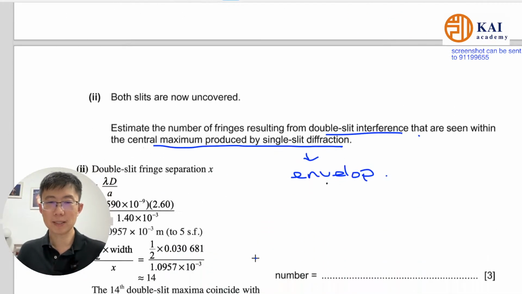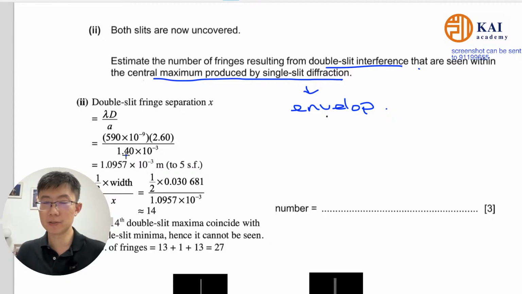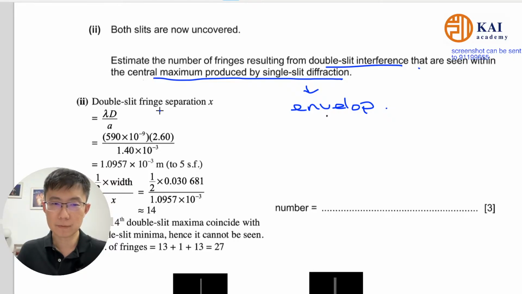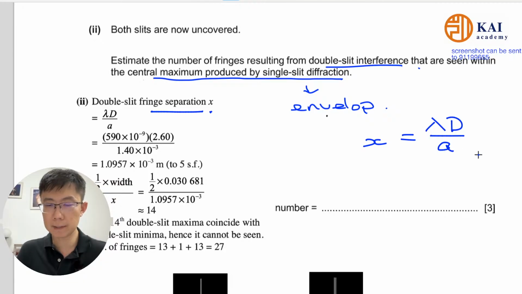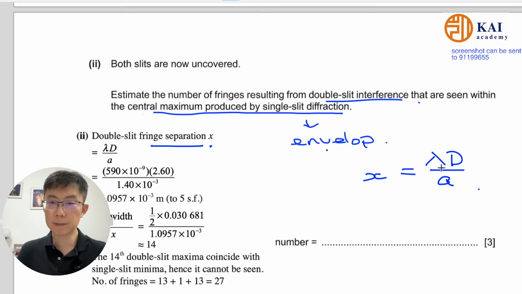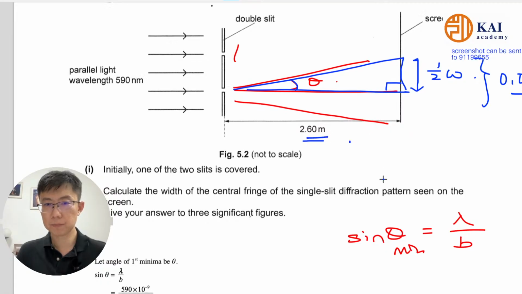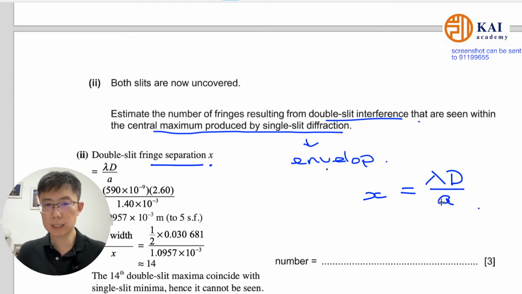Now, in the Young's double slit, there is a formula that you must memorize, because the fringes will be regularly spaced out, and because they are regularly spaced out, the fringe separation x is given by lambda D over a. Where lambda is the wavelength, D is the distance, and a is the slit separation. All these are given in the question, so I'll substitute them here.